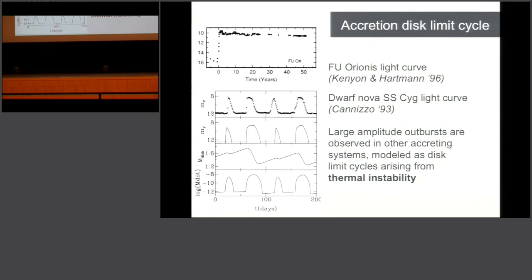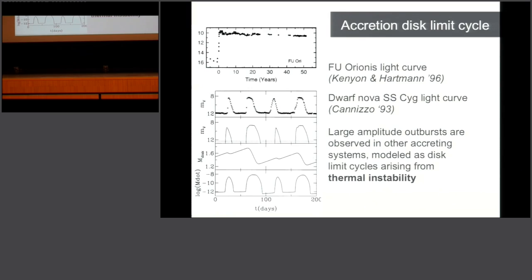So here's time in years, here's the brightness of the system, and here we have this very sharp rise in the brightness, and then actually a very slow decline in this case, and the system still remains very bright 50 years after the origin of that outburst. Okay? So this is a young star, and the disk around the young star that's producing that outburst.